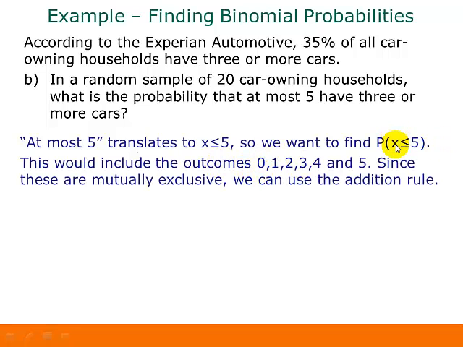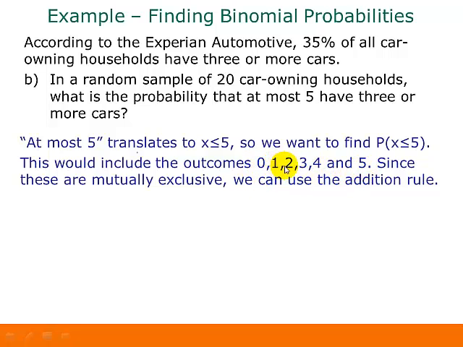So the outcomes that would be included here would be anything from 0 up to 5. One thing to remember with binomial probabilities is that the outcomes possible for the experiment always start with 0 and go all the way up to however many trials there are. So the outcomes in this particular event that we're interested in would start with 0 and go up to 5.